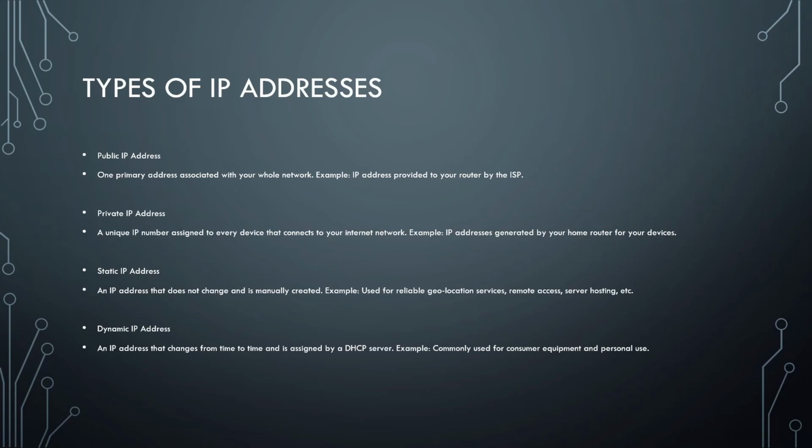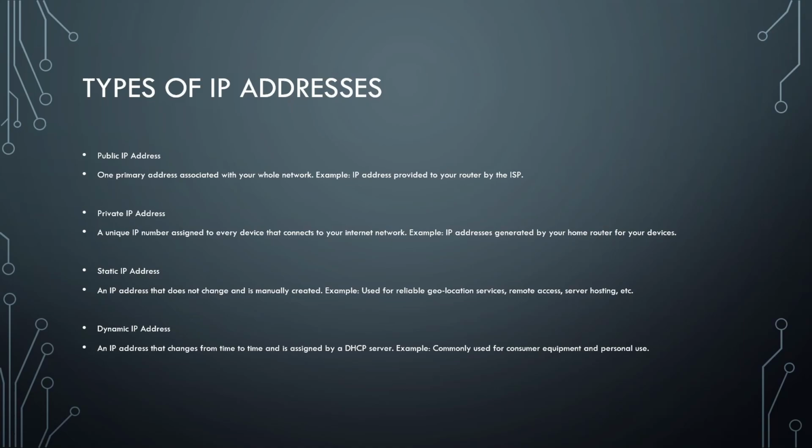Now we can understand the types of IP addresses. So let's explore the different types of IP addresses. The first one is the public IP address. A public IP address is assigned to your network by your internet service provider. It is the primary address visible to the outside world.